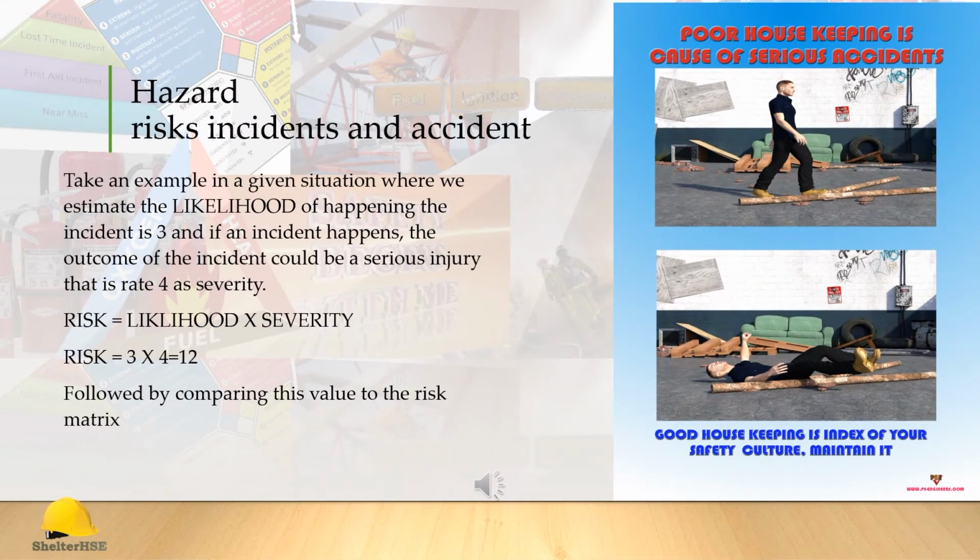Take an example in a given situation where we estimate the likelihood of the incident happening is 3, and if an incident happens, the outcome could be a serious injury that is rated 4 as severity. Risk equals likelihood x severity. Risk equals 3 x 4 equals 12. Followed by comparing this value to the risk matrix.